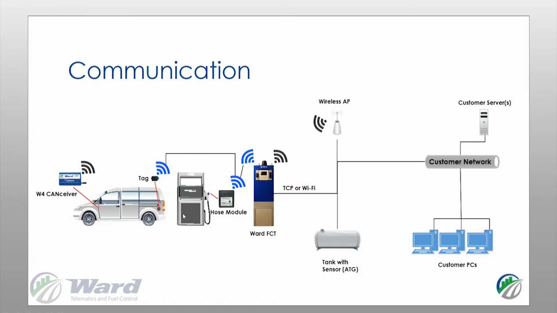And then the last thing that we have with this is the Ward 4 CANceiver. And that CANceiver, you can see, has a gray little Wi-Fi signal because it talks over Wi-Fi. So it's in the front of the vehicle. It's going to be talking to the Wi-Fi access point. The tag itself is going to be talking to the hose module, which is going to be talking to your Ward 4 FCT. And all this information gets back to your servers through the network on either TCP or Wi-Fi, as well as your tank information from your TLS or your ATG. And then you'll be able to connect to it with your computers to actually get all the data through FieldView. And that's really how our whole ecosystem works with an on-premise server.